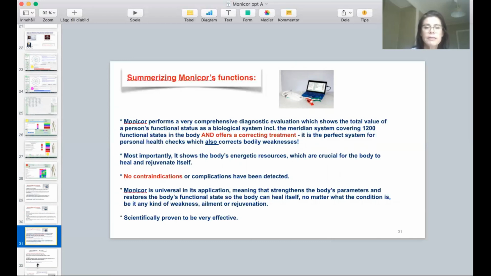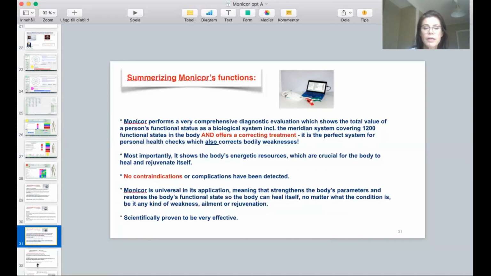So it's a very comprehensive diagnostic evaluation tool that shows you the total value of a person's functional status as a biological system, including the meridian system, covering 1,200 functional states in the body and offering a corrective treatment. So it's a perfect system for personal health checks and also if you want to correct any bodily weaknesses. But as I said before, very importantly, it shows you the energetic resources the body has or doesn't have, because the body really needs the energy in order to do any healing.